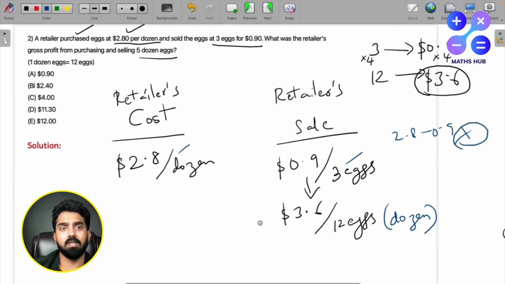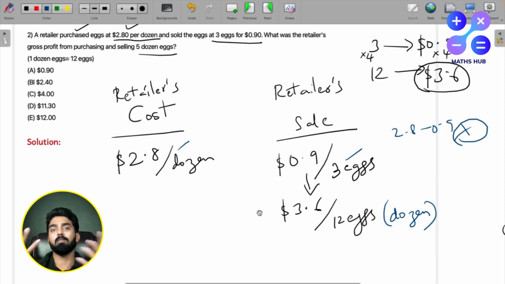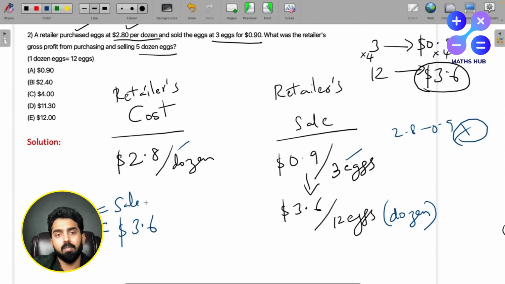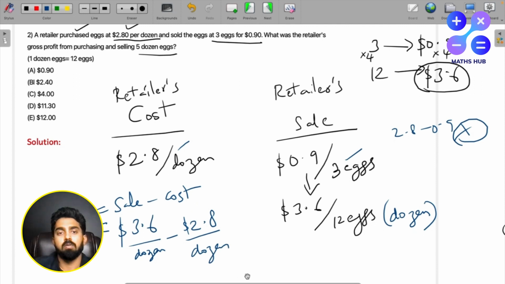So now what is profit? Profit is nothing but if you sell at some value and you bought it at some other value, the difference is the profit, right? So if you want to make a profit, you have to sell it at a higher value than you bought it at. This guy has bought it at, so 1 dozen, profit on 1 dozen is what? So he bought 1 dozen at 2.8, he sold it at 3.6. Profit is basically sale minus cost. That's all profit is, right? So sale is $3.6 per dozen minus $2.8 per dozen. So what is this going to be?